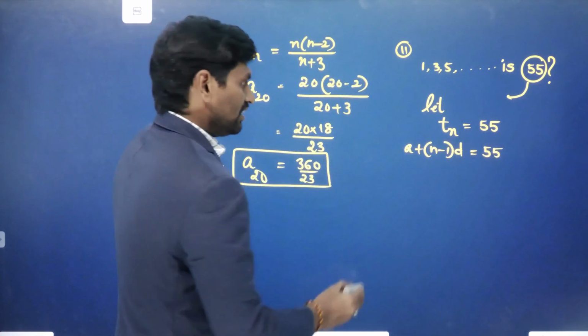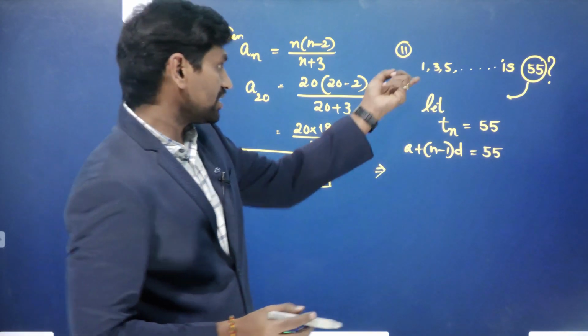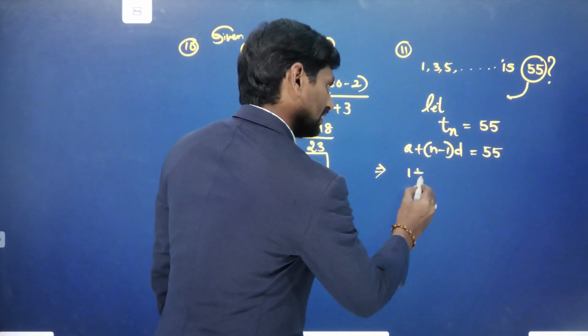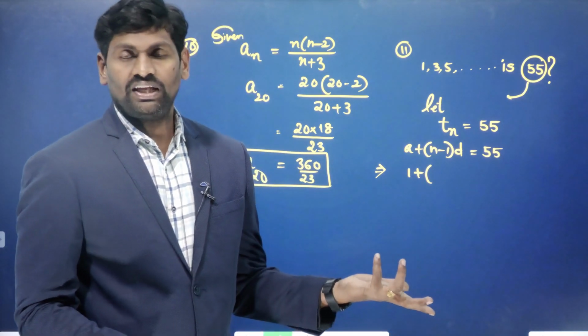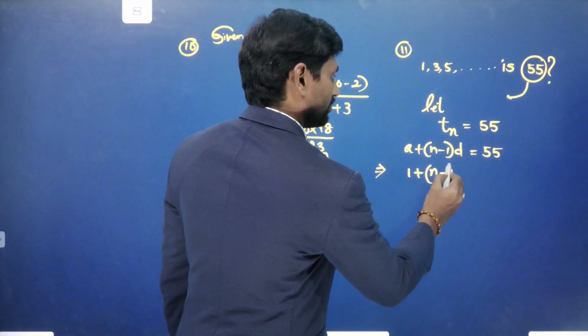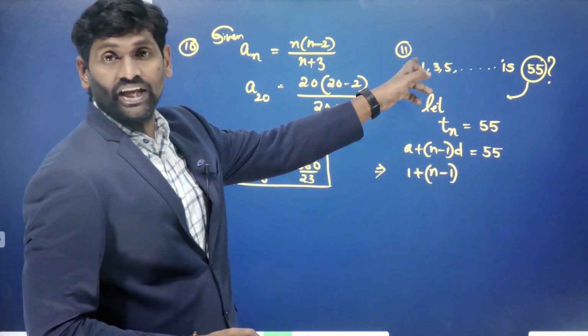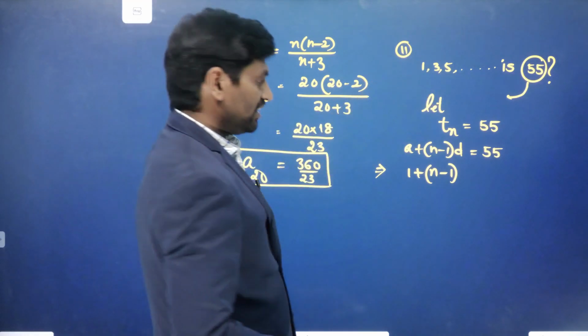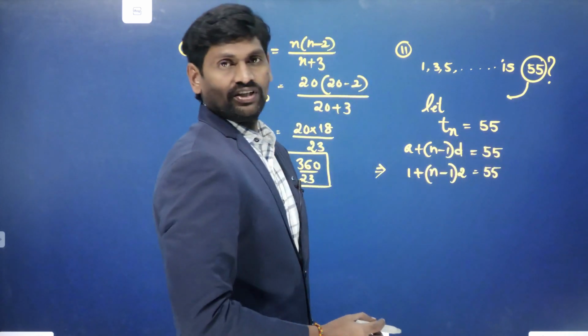Here a means the first term. What is the first term? 1. n means which term that is? We don't know n. The n value only we should find. So in the place of n, write it as n minus 1. d, the common difference. What is the d value here? a2 minus a1, 3 minus 1 is 2. That is equal to 55.